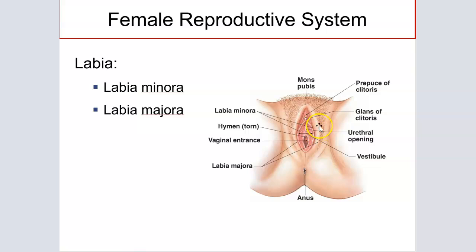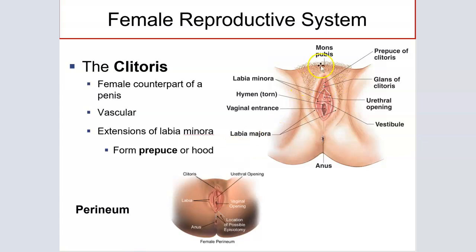The labia majora are the bigger folds of skin, and they usually have pubic hair on them. The labia are the female counterpart to the scrotum, whereas the clitoris is the female counterpart to the penis. And the clitoris is vascular. It becomes engorged with blood during sexual intercourse and when you're excited.